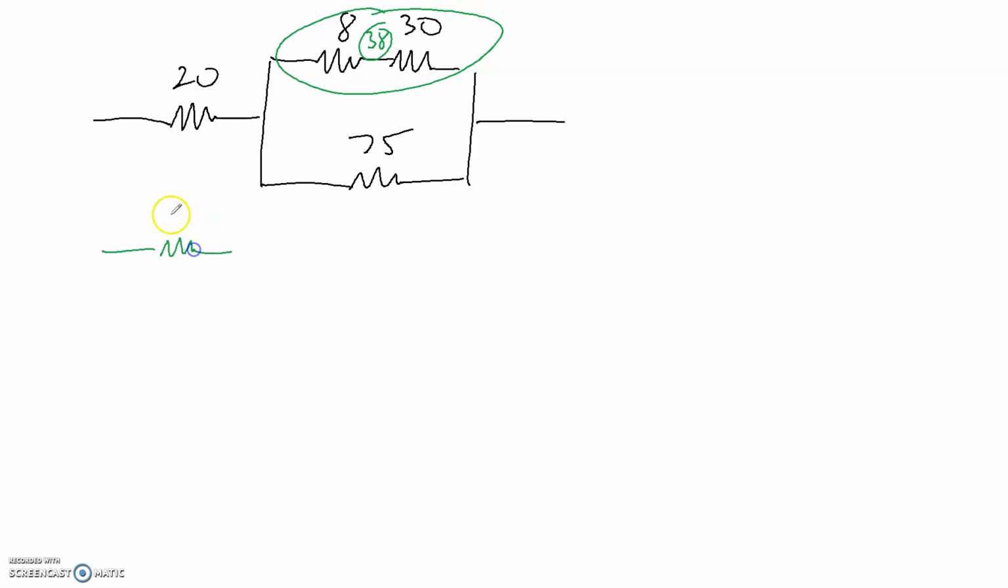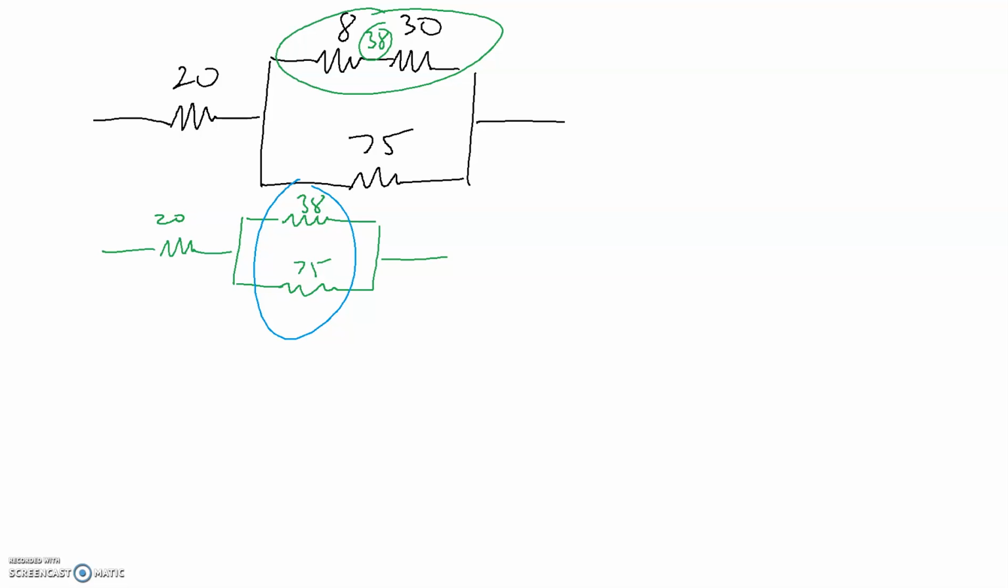So there's my 20 right there, that hasn't changed. And I've replaced those two on top with a 38 ohm resistor, and there's my 75 right there. Okay, so another two that can go nicely together now. Well, these two are nicely in parallel with each other, so I could switch out those guys. So I would do the 1 over 38, add that to 1 over 75, get the sum, invert it, and I can get the equivalent resistance of those two put together.